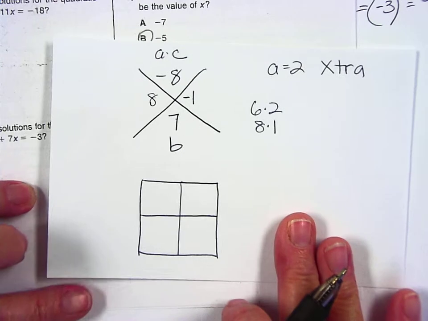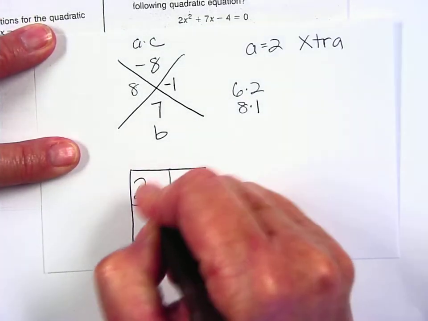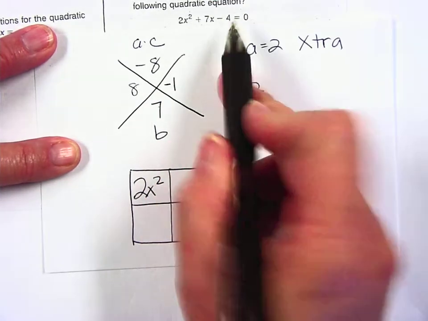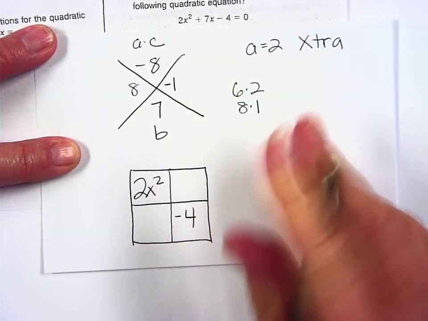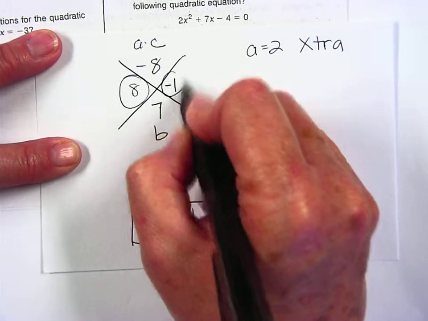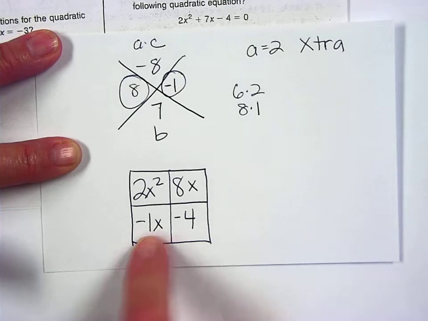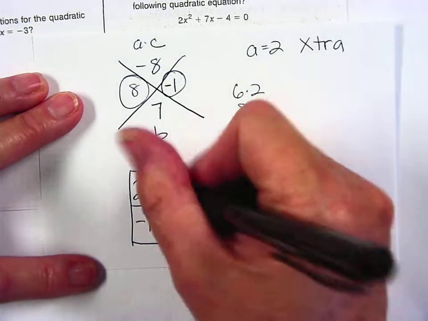My first term goes here. My first term is 2x squared. My last term, negative 4, goes here. And my 8 goes here. My negative 1 goes here. And I add an x to both of those. If you put 8x here and negative 1x here, it would still work.